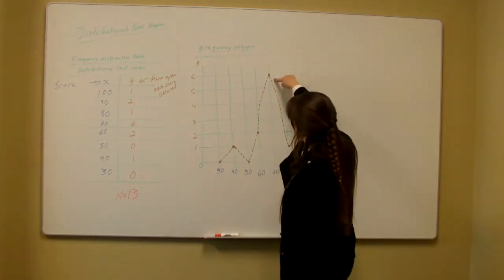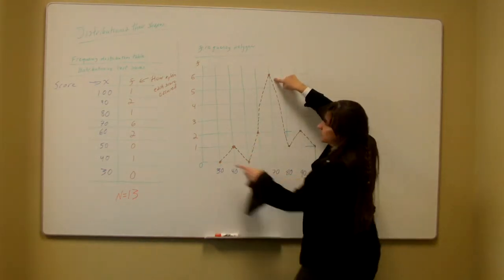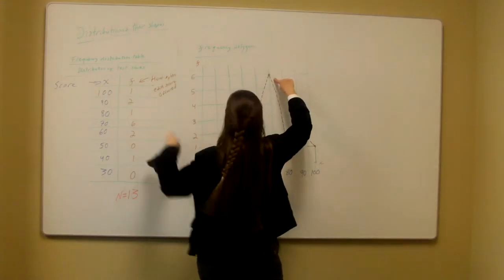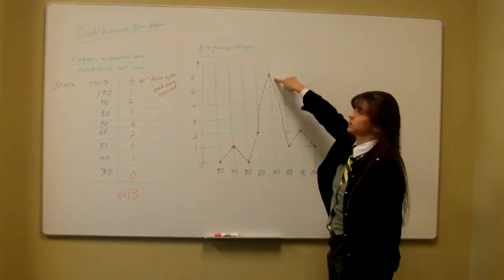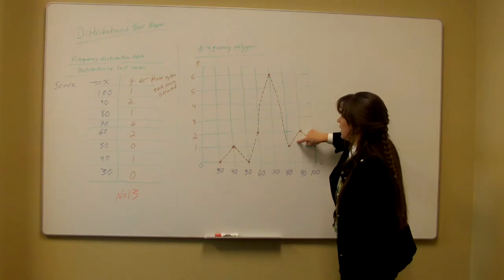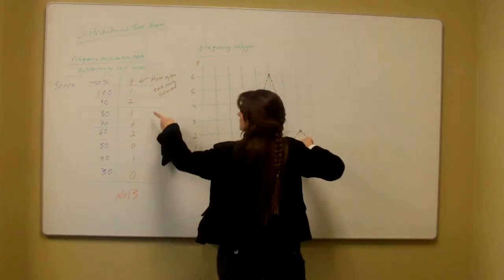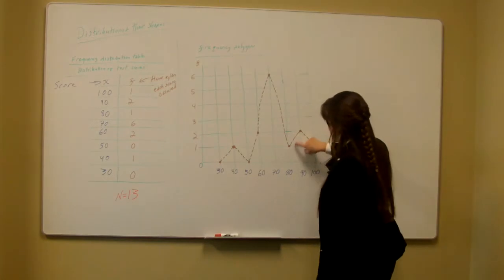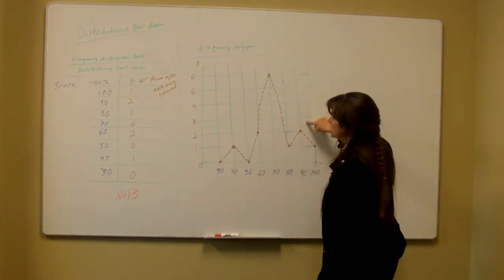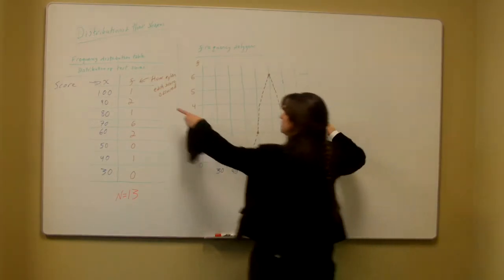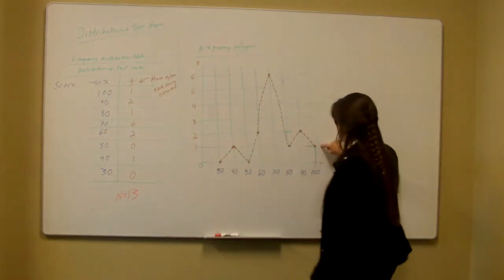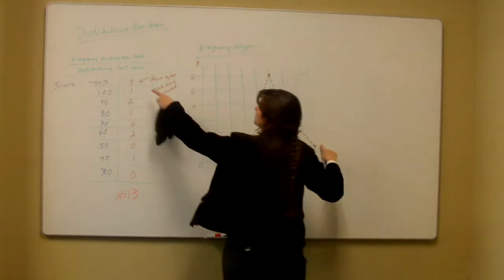And notice the 70%, and how it correlates to 70%. 6 individuals received a 70%, so I put my little dot up there. And then again, 80%, 1. So it's 1 across here. And then 90%, 2 individuals received a 90%. And then 1 individual received 100%.